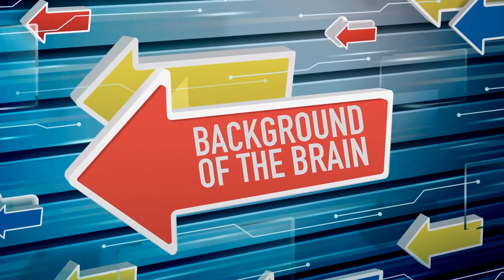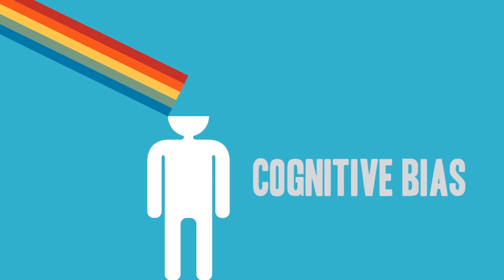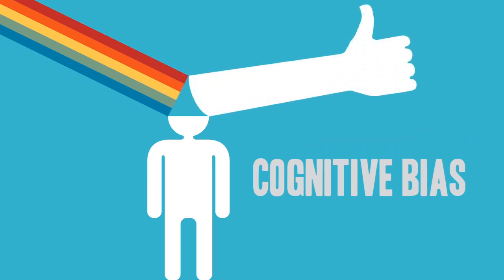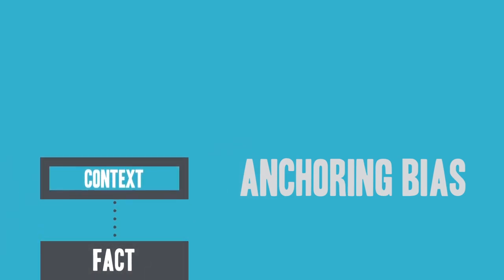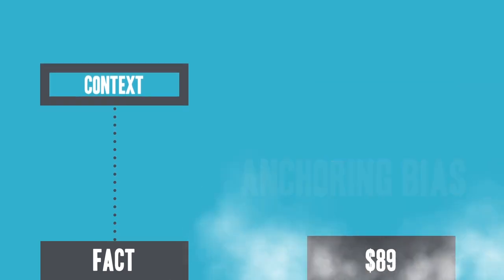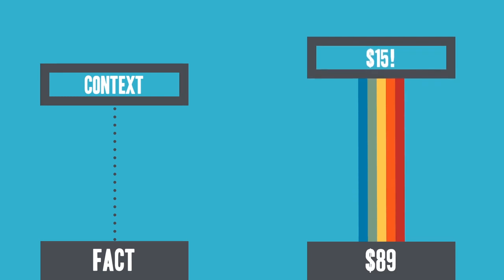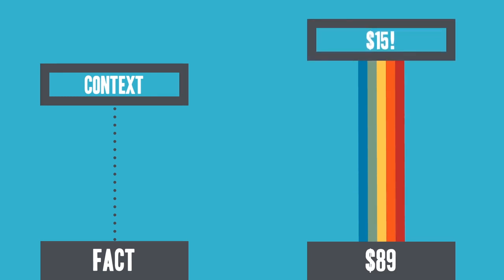The background of the brain. There are many cognitive biases that affect the way we rationalize, analyze, and process information. The first one is anchoring bias. This is when one number or fact anchors the context of a specific point. You see this in ads that say, normally this sells for $89, but today it's $15. The first price, $89, is used as an anchor.